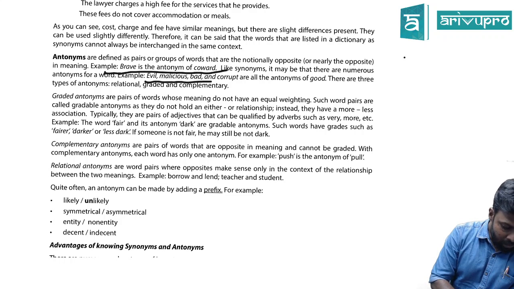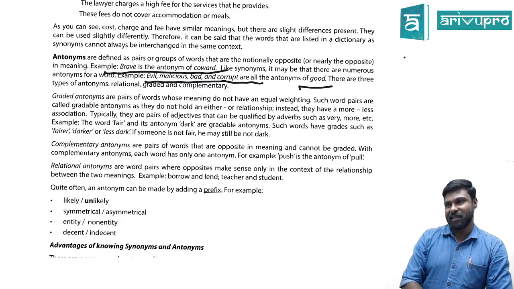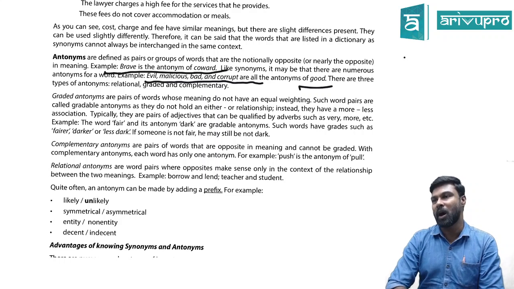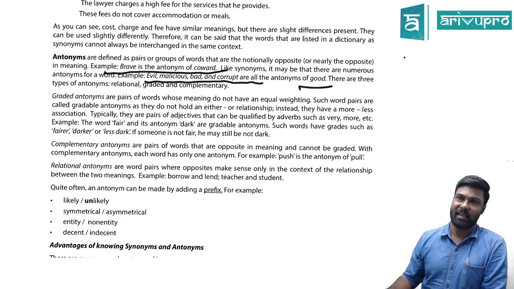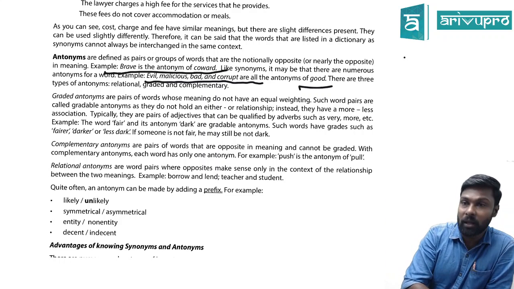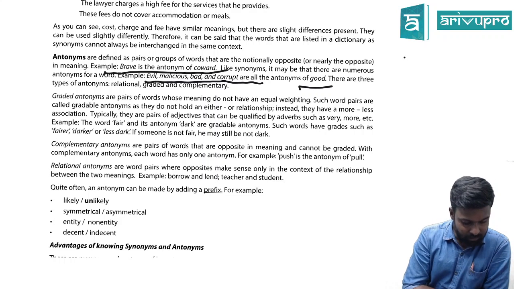Evil, malicious, bad, corrupt are all antonyms of good. So the initial thing that we heard was good opposite bad. But good can also be the opposite of evil, malicious, bad, and corrupt.